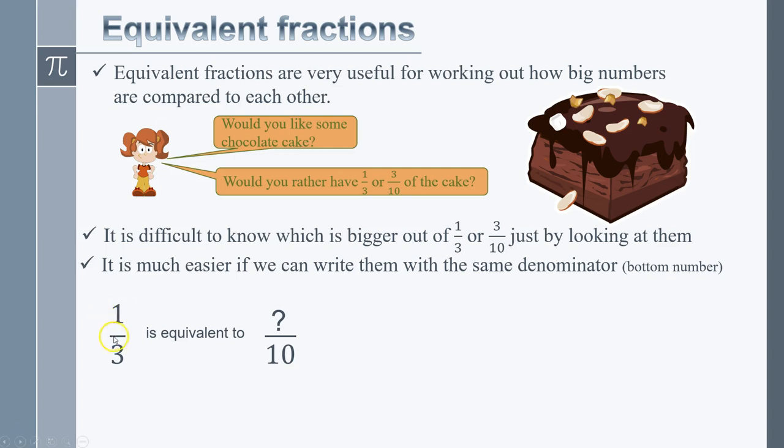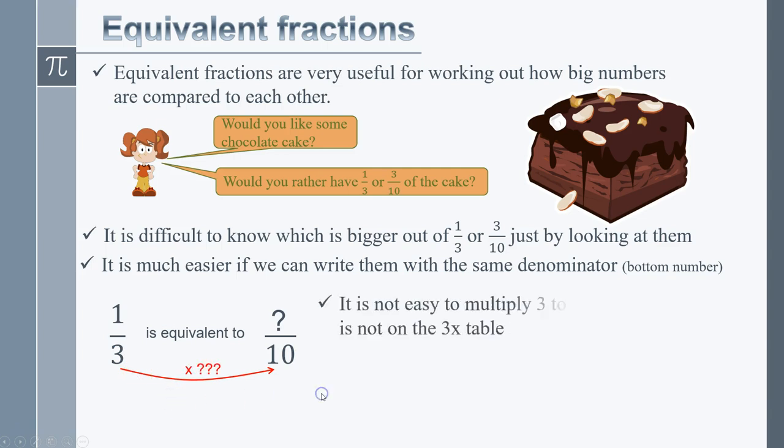Now, we're going to say, okay, 1/3 is the same as how many tenths? So let's think, we've got to do some multiplying, but here if you start thinking 3 times what is going to make 10? That's a bit of a tricky question, and the reason is that 10's not on the 3 times table. It's not an easy conversion to do. I'd have to start using decimals, multiplying my 3 by a decimal number to turn it into 10. So that makes life a little more difficult, but fear not, there is a fairly simple way around it.